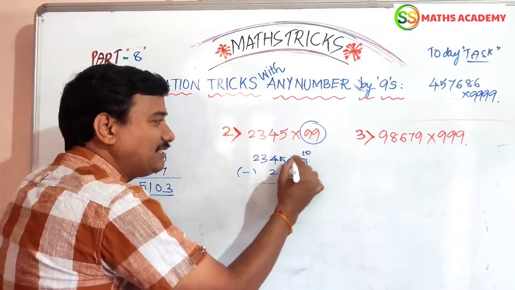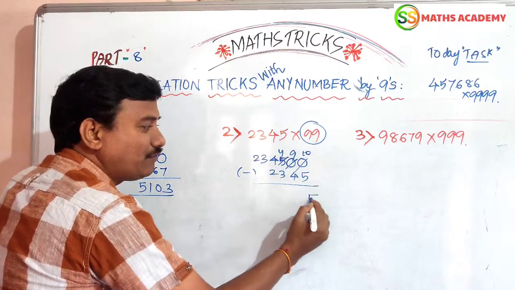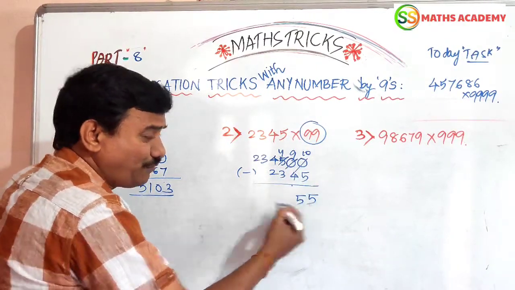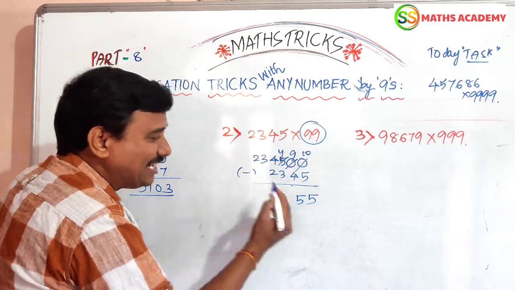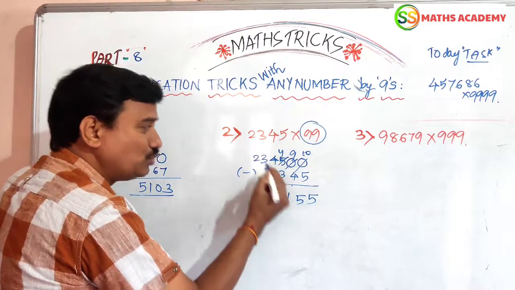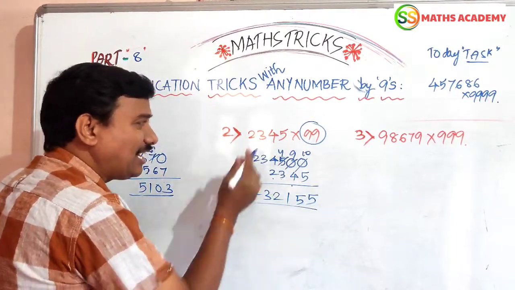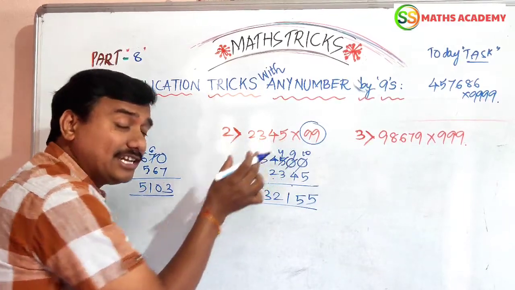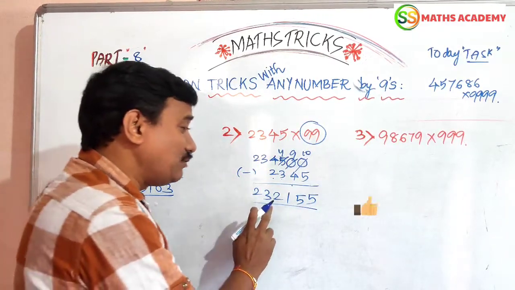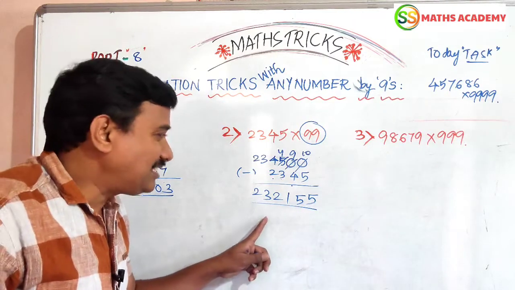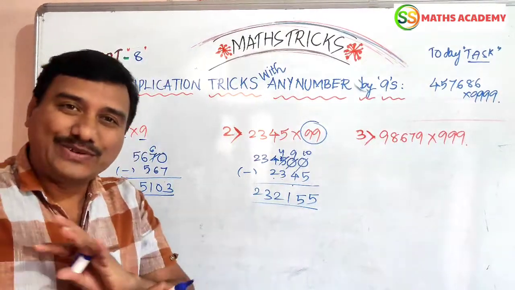Yes, this is 10, this is 9, this is 4. 10 minus 5, 5 only. 9 minus 4, 5 only. 4 minus 3, 1. 4 minus 2, 2. 3 as it is, 2 as it is. Your answer is 2345 multiplied with 99 is nothing but 232155, no doubt at all.